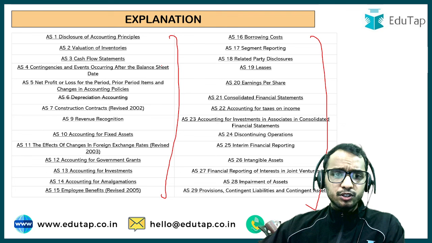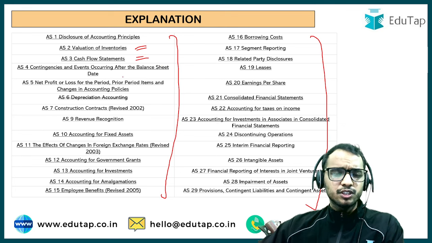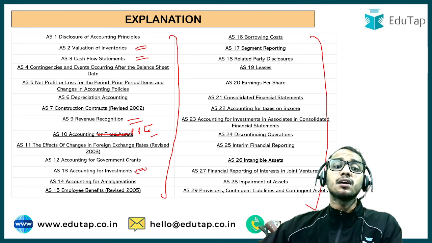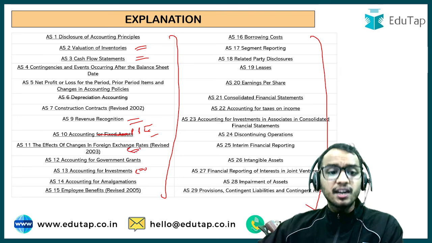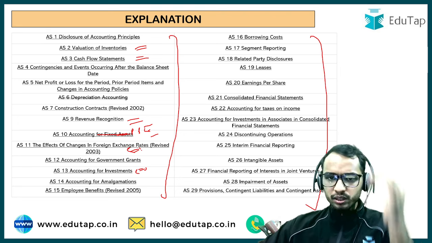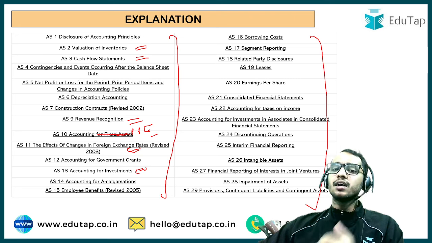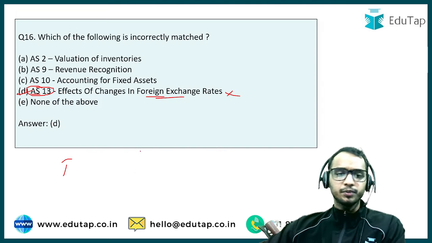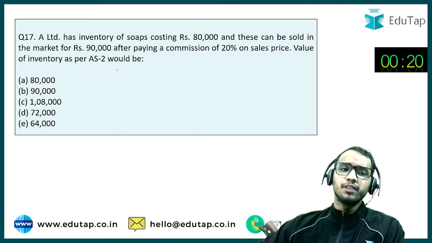Like valuation of inventory, you must remember. Cash flow statement, you must remember. Revenue recognition, this is actually PPE, AS10. Okay, so all these you have to remember. See, accounting standard 13 is for investment and accounting standard 11 is for effect of changes in the foreign exchange rate. So you have to remember all these accounting standards which are in your syllabus. All right. Okay, let's move ahead with the 17th question.